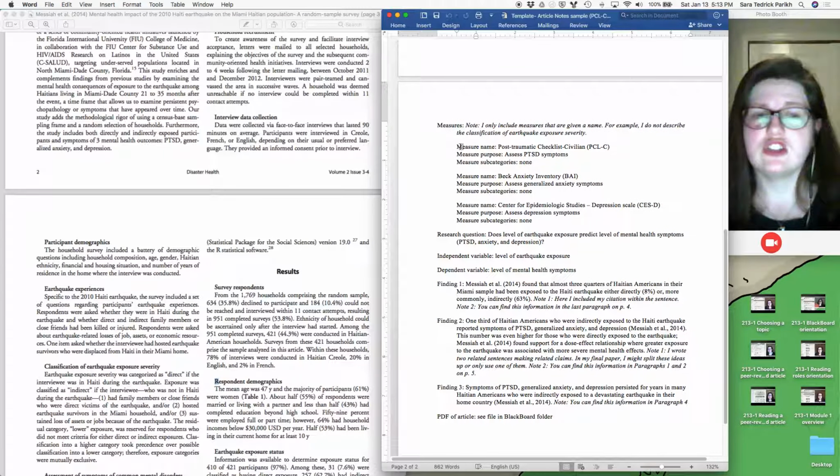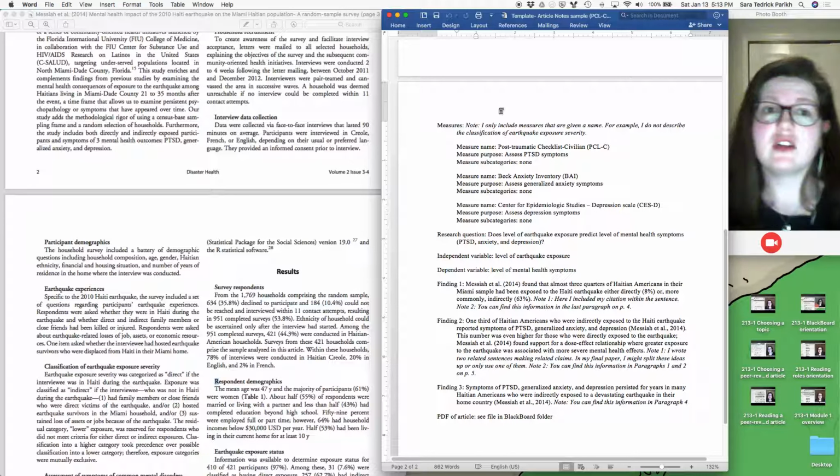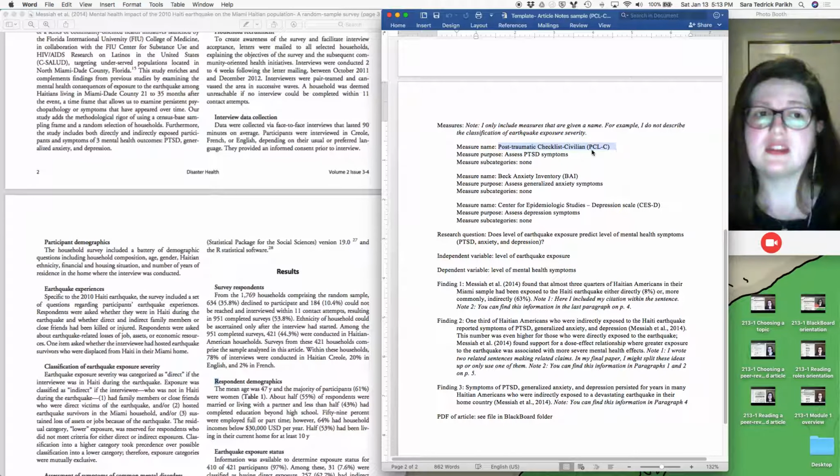Measures, you're going to list every measure. You might just have 1 or 2, you might have 10. But you're going to list each measure and just a little, what's the measure name? What is it meant to do? And does it have any subcategories? Are there any subtests that are being used?